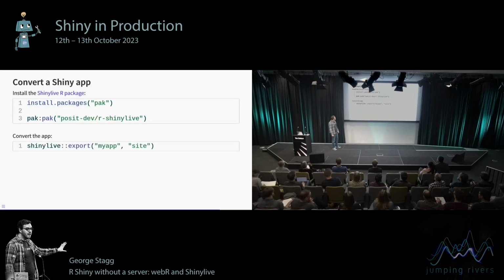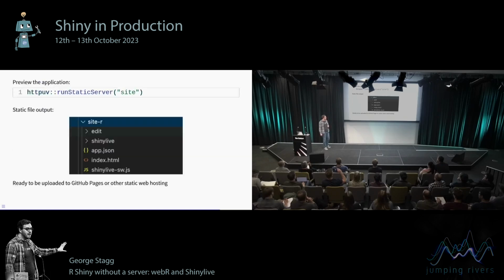And then one line, Shinylive export will take an app that exists in the My App directory and produce an output directory site, which contains those static files. And it can be really quite small. This is an example that I run, and those files are there, ready to be uploaded to some static web server service, like GitHub pages. And all the Shinylive service worker work is set up for you. You don't have to know how it works, really. You can just upload those files, and it should just work. If you want to preview the application, there's a function built into R that you can run, and that will open a web browser with that Shinylive app loaded.